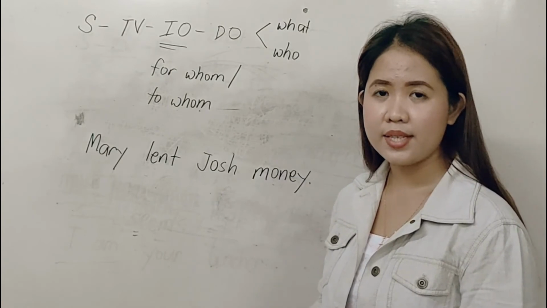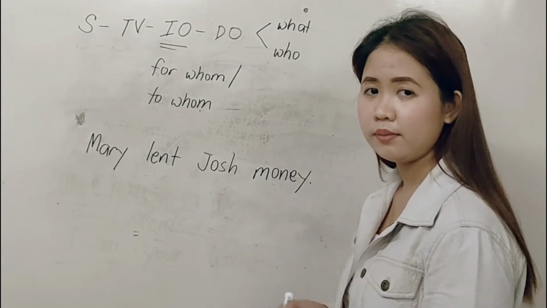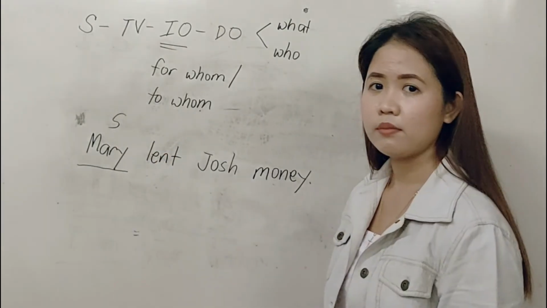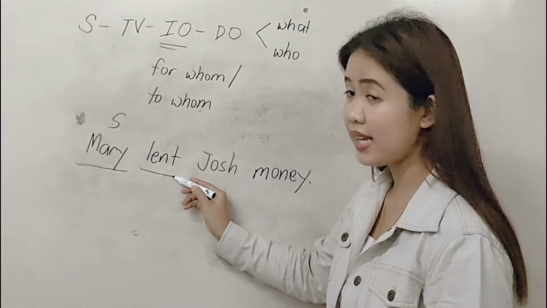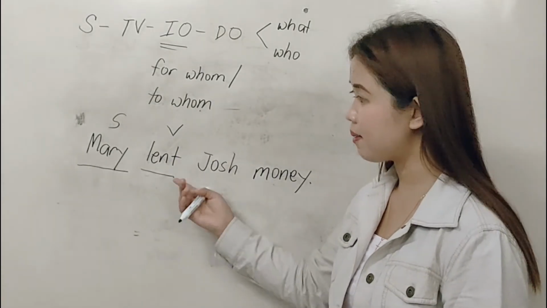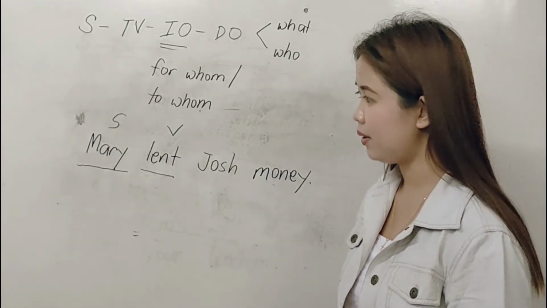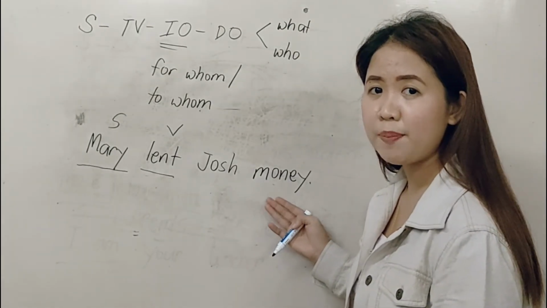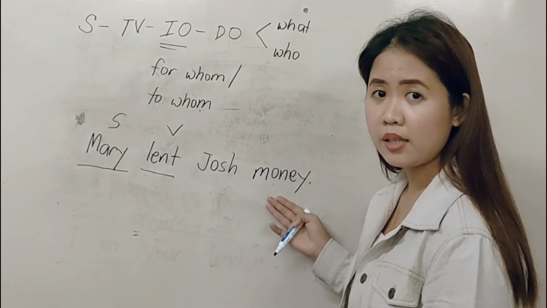Let's try to analyze this sentence. Mary lent Josh money. Mary is considered the subject. How about the verb being performed? We have lent as a verb. I-label muna natin ito pansamantala as a verb when analyzing the sentence. Now, Mary lent what? Ano yung ipinahiram ni Mary? The answer is money.